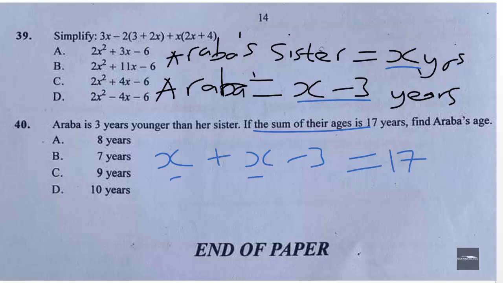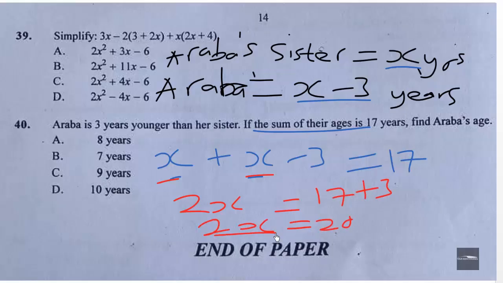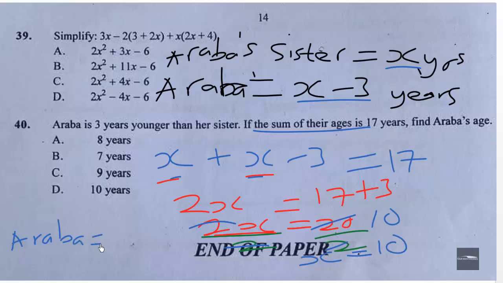So this means 2x will be equal to 17 plus 3. So 2x will be equal to 20. Divided through by 2, we get x to be equal to 10. So 3 years less than 10 will be 7 years. So Araba's age will be 7 years.